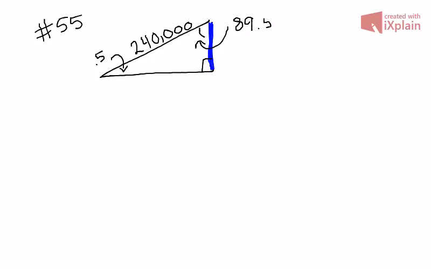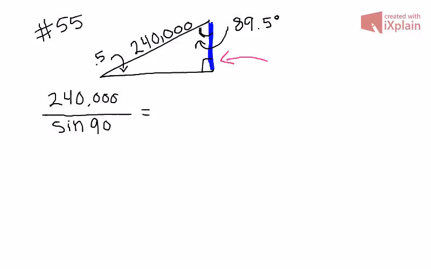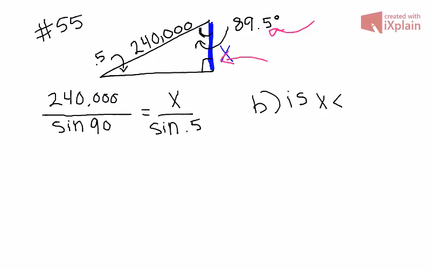So basically, going through and just labeling everything there, I'm finding out what all of these angles are because they told us that that one's 0.5, and then I know that the other is a right angle here. So I can tell that this angle has to be 89.5, right? Just using that everything has to add up to 180 rule. So now we can set up that proportion, that law of sines that we've been doing, right? 240,000 corresponds to this angle here, 90, right?